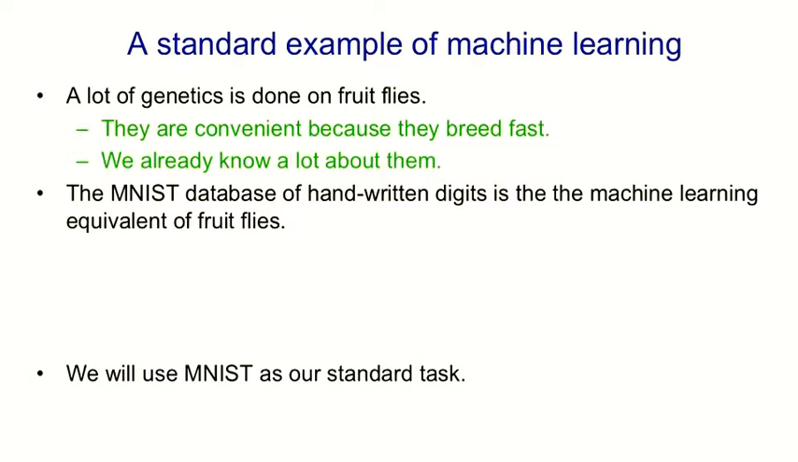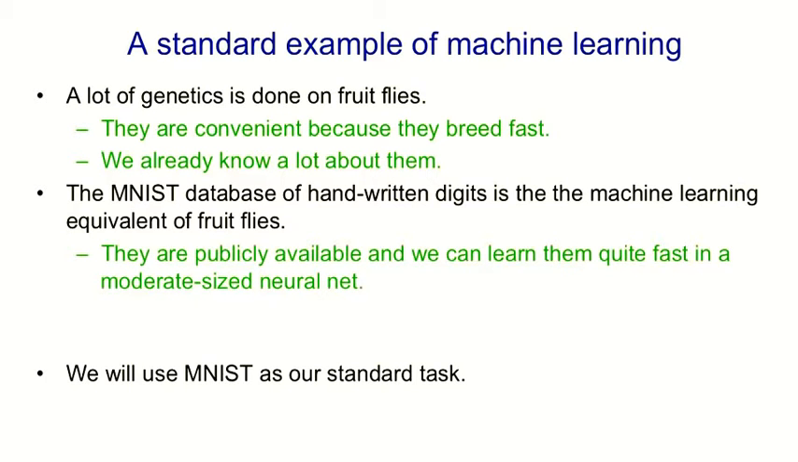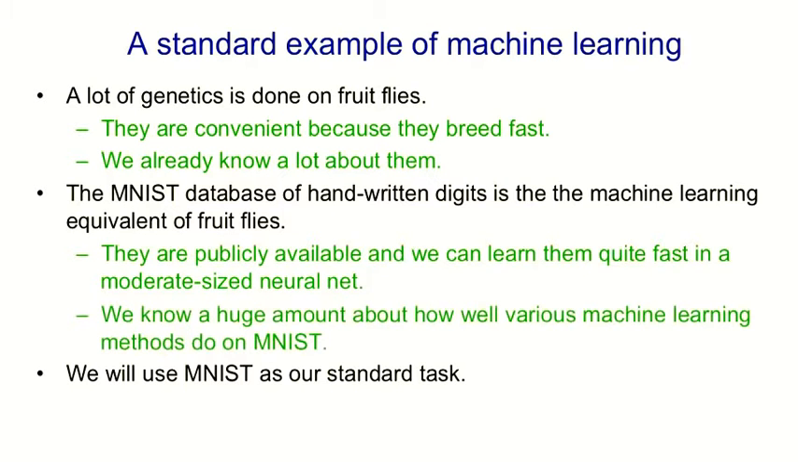The MNIST database of handwritten digits is the machine learning equivalent of fruit flies. It's publicly available. We can get machine learning algorithms to learn how to recognize these handwritten digits quite quickly, so it's easy to try lots of variations. And we know huge amounts about how well different machine learning methods do on MNIST. And in particular, the different machine learning methods were implemented by people who believed in them, so we can rely on those results. So for all those reasons, we're going to use MNIST as our standard task.